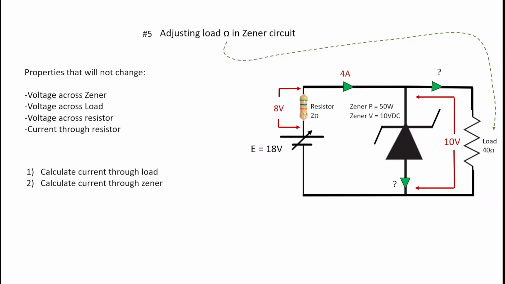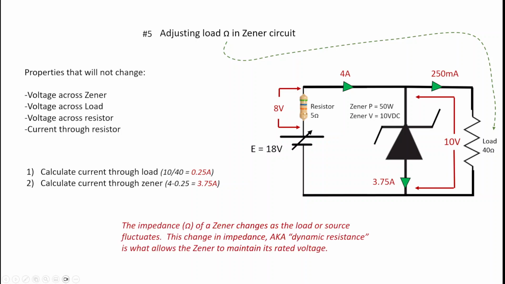So we're going to go from 40, and now we've got 250 milliamps. And that's from 10 divided by 40 instead of 10 divided by 30, if you remember from the last example. And for the current flowing through the Zener, that is Kirchhoff's current law again. 4 amps minus 250 milliamps gives me 3.75 amps. Again, the impedance of a Zener changes as the load or source fluctuates. This change in impedance, also known as the dynamic resistance, is what allowed the Zener to maintain its rated voltage.